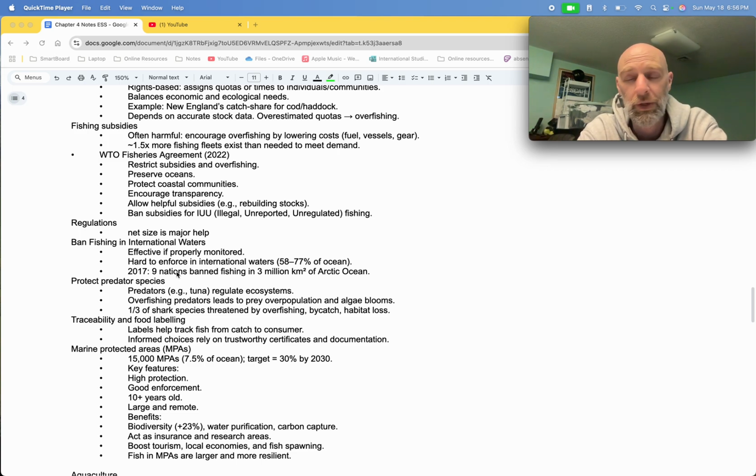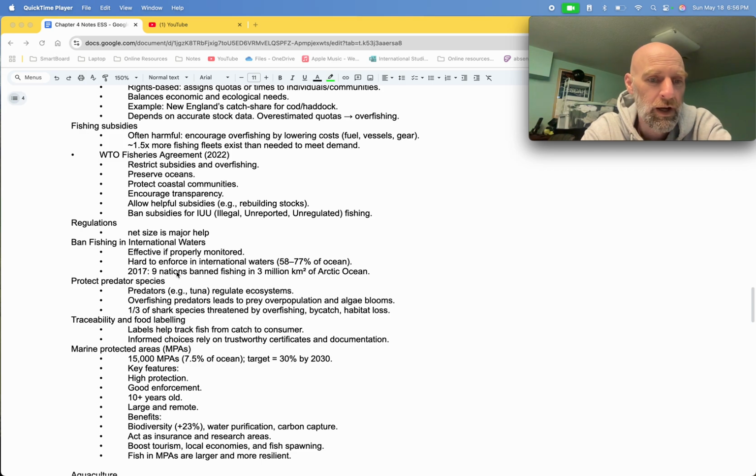So, another one there: marine protected areas, MPAs. Remember talking about marine reserves? Yeah. So, 15,000 MPAs cover 7.5% of the ocean. The target is 30% by 2030. At least that's what it was. So, key features are high protection, good enforcement, 10 plus years old, large and remote.